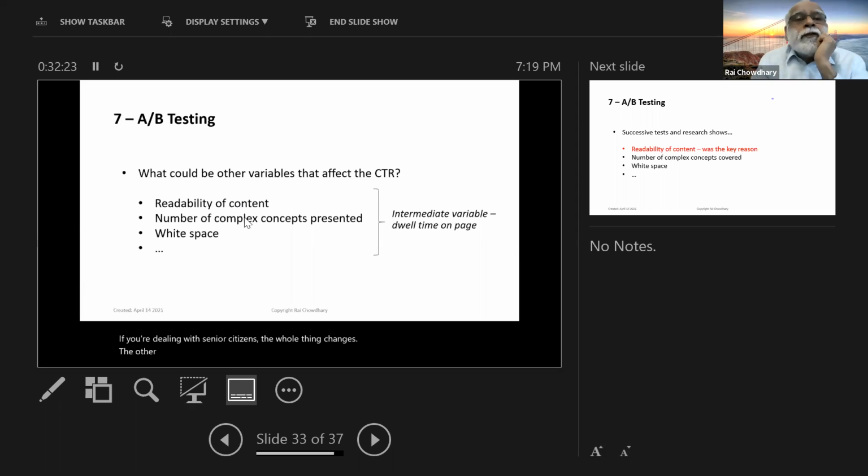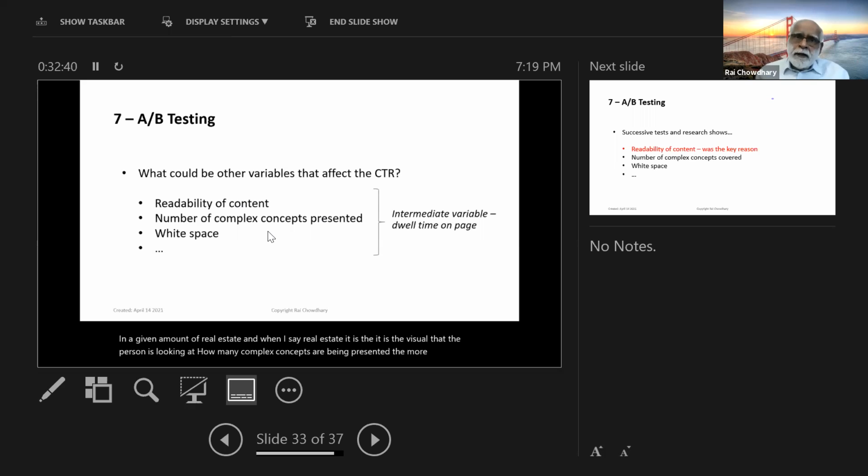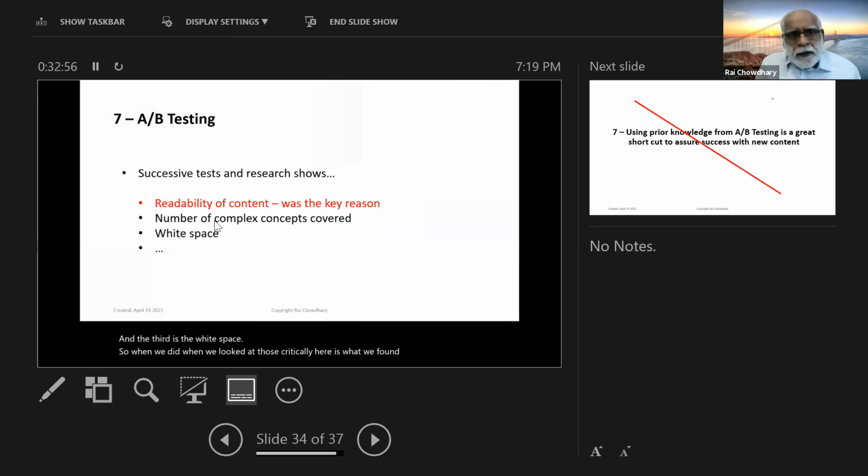The other factor was the number of complex concepts being presented in a given amount of real estate. When I say real estate, it is the visual that the person is looking at. The more complex concepts, the less will be the visiting time on that page. And the third is the white space. When we looked at those critically, we had to do a few experiments to determine this. What we found is that the readability of the content was off the charts. When I analyzed it, it came up to grade 18, and the audience was nowhere near having that kind of readability or comprehension. So those are important things that we need to pay attention to.